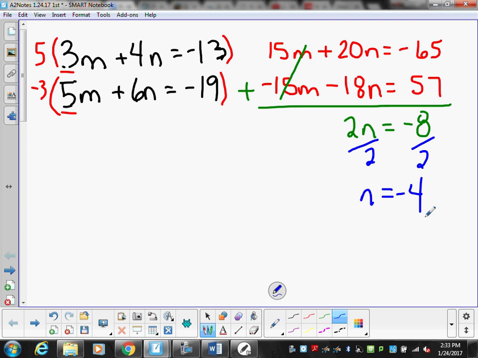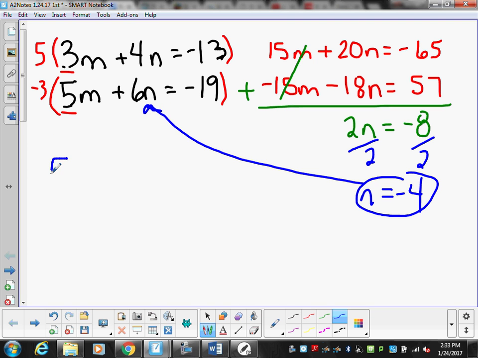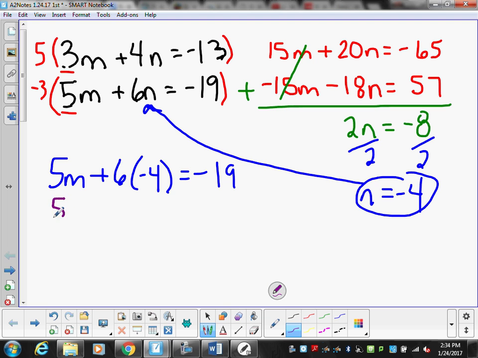Okay, and hey, y'all, I'm noticing still that a lot of people like to stop right here, and that's not the place to stop. I need to take the -4 and plug it in over here. It doesn't matter, so I'll just plug into that bottom one. So 5M plus 6 times -4 equals -19. All I did was plug the -4 into this bottom equation where N is. So 5M minus 24 equals -19.